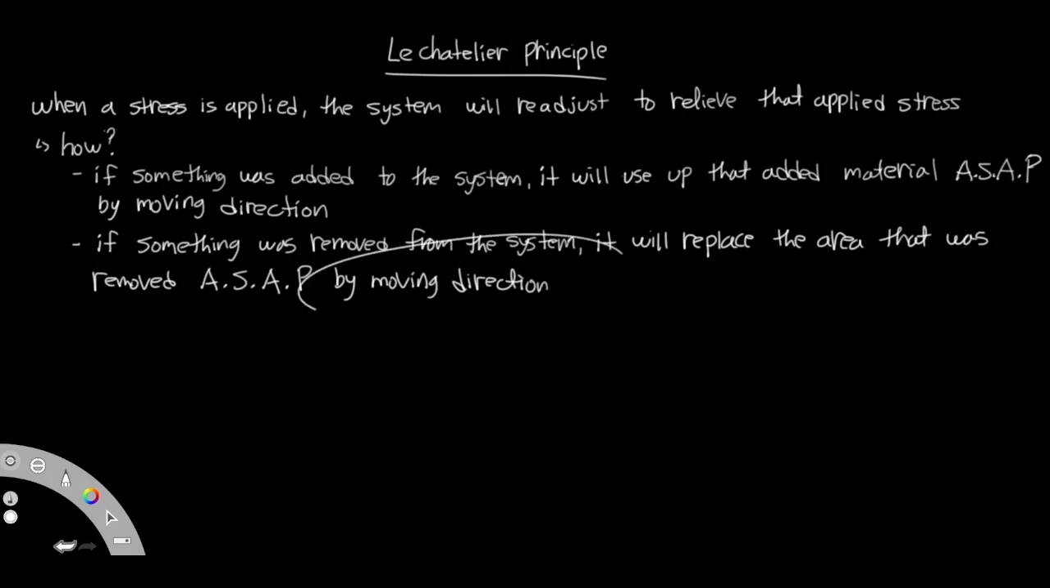Okay, so this is another example of this applied stress. If you remove something from a system, that is stressful. So if that removal occurs, we have to replace that area, substitute that area that got removed, so that it can maintain equilibrium, maintain that homeostasis, and we do that by moving direction of the equilibrium shift. Let's have a look at that table now.